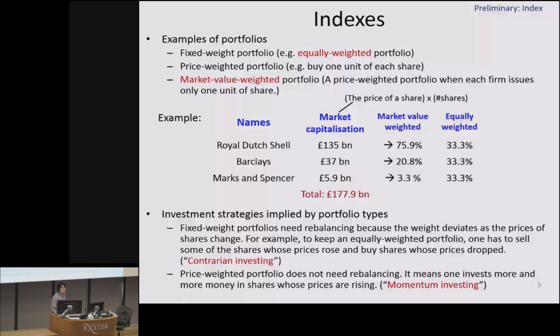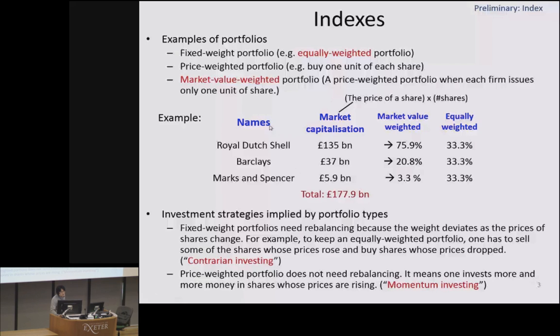Now, 3 months later, the Dutch share price went up, Barclays went down, so now the prices are 500 pounds, 100 pounds, and 100 pounds. Your portfolio weight should be 5 to 1 to 1 if you want to have a price-weighted portfolio, but no problem, your portfolio weights are already 5 to 1 to 1.